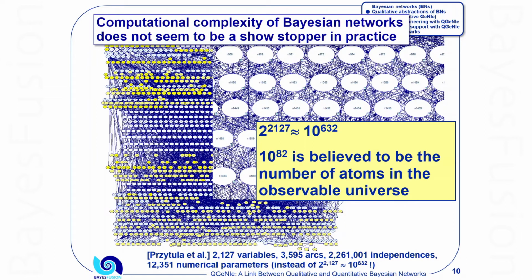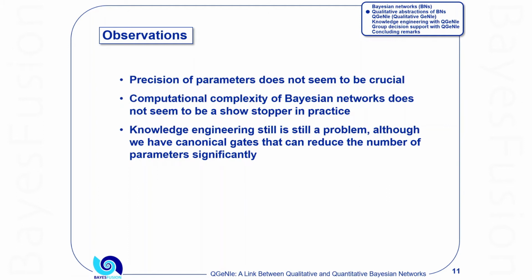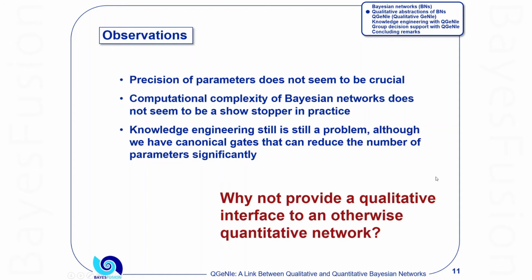And it also shows you, it looks like a spaghetti, but it's the missing arcs that matter. Even though there are 3,500 arcs, there are over 2,000 arcs missing, and that makes it a computationally and representationally efficient model. So the three things, really. Precision doesn't matter too much. Computational complexity is not a showstopper. And the third thing is that knowledge engineering is still a problem. So whatever we can do to help here, we should do.